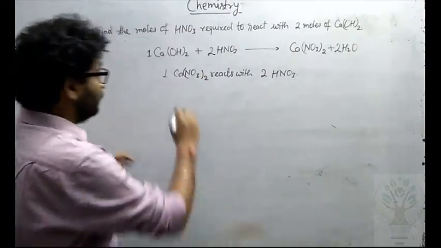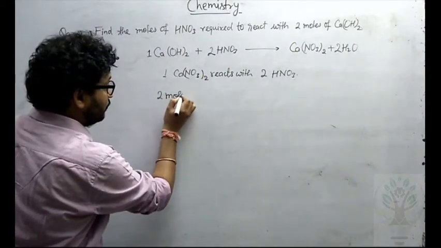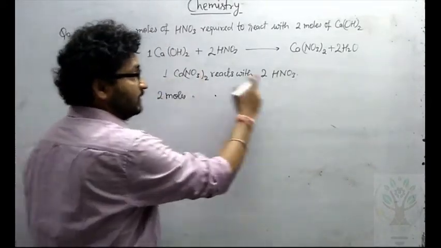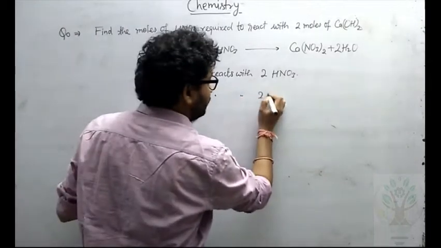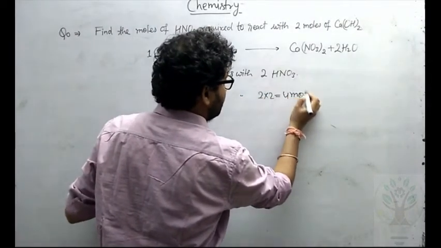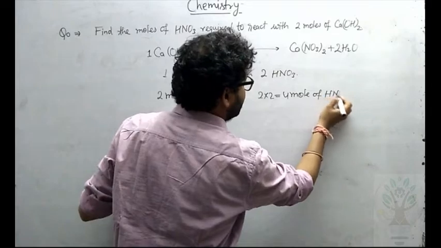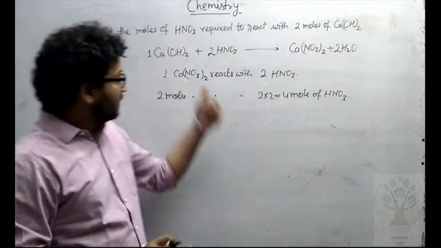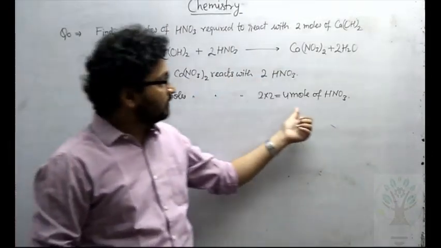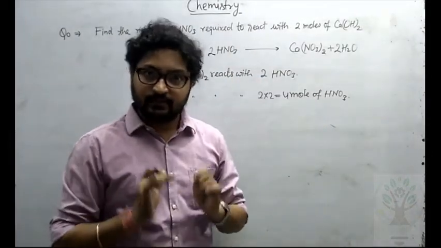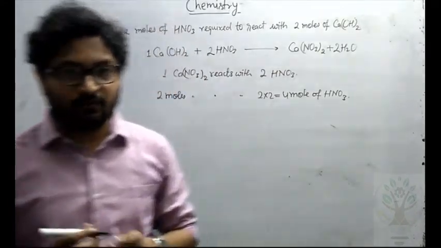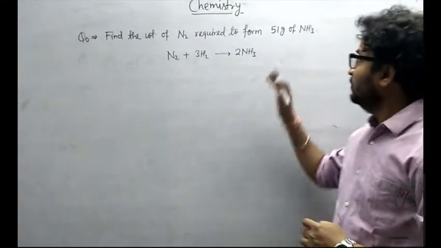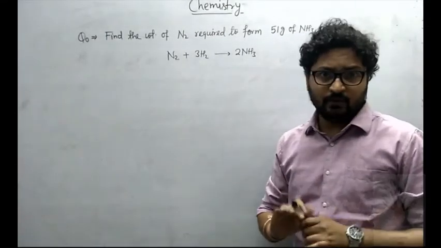Means you are rich. So, tell me, 2 moles of Ca(NO3)2 will react with... 1 reacts with 2, so 2 moles will react with 2 into 2, that is 4 moles of HNO3. Are you getting this? Good. Clear? 1 reacts with 2, so 2 moles will react with 4 moles of HNO3. I think this is clear to us? Good. Move forward. Next problem is, find the weight of N2 required to form 51 gram of ammonia.